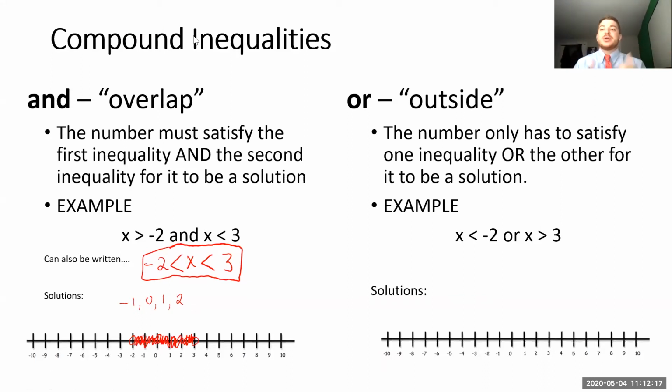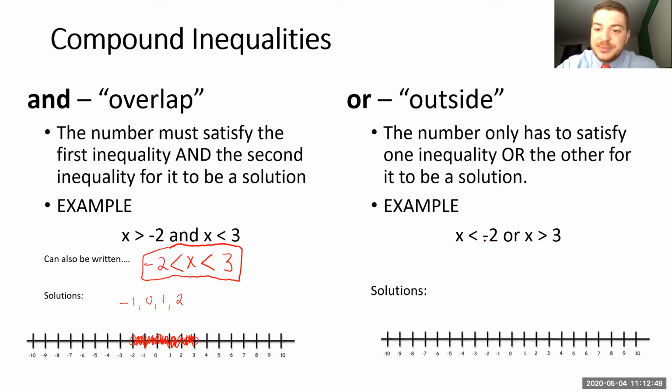So or is going to be outside. So when you see the word or, that's going to tell you that our solution only has to satisfy one of the inequalities or the other inequality. So it doesn't actually have to satisfy both of them at the same time. It can just be one or the other. And so for or inequalities, there's a lot more solutions than there are for and inequalities, because it can be one or the other. It does not have to be both. It could be both, that's fine, but it has to be one or the other.